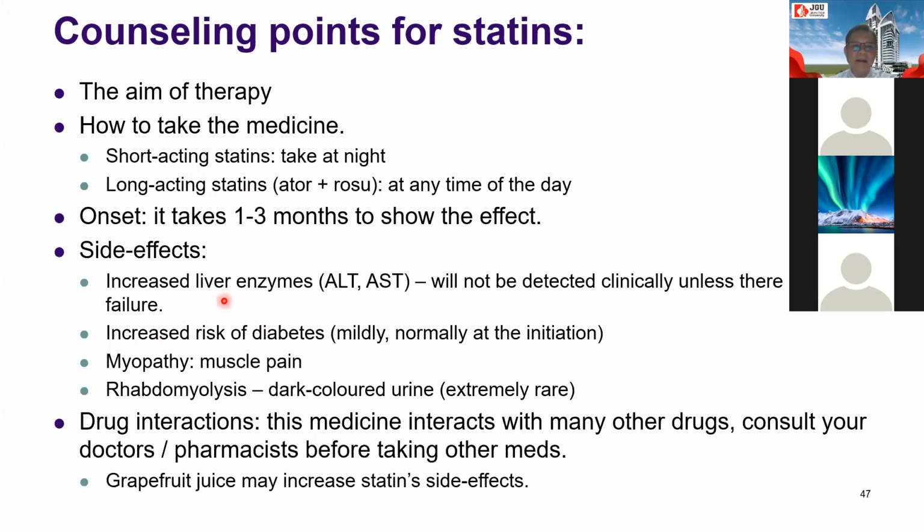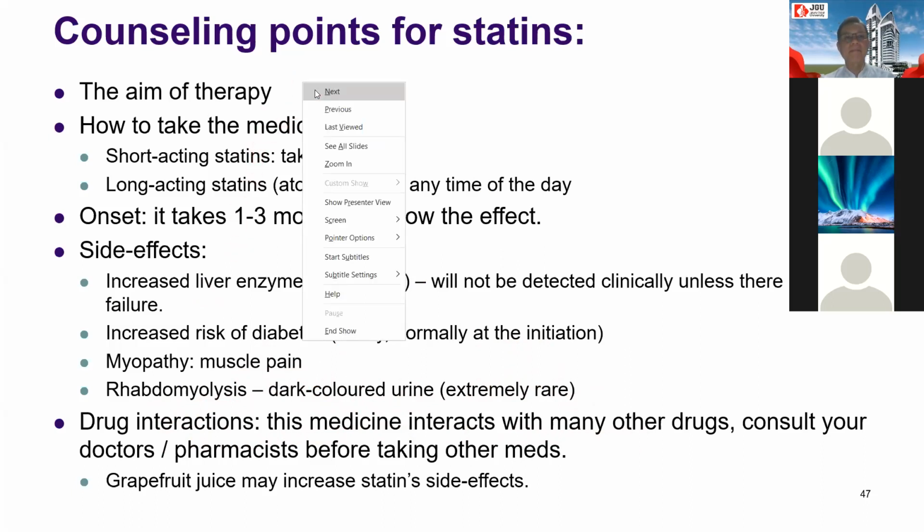Side effects include increased liver enzymes. There is a question about the liver enzyme, so we will discuss it when the question comes. There is also a risk of diabetes: normally at initiation there is a mild increase in blood glucose, but the benefit is definitely more than the risk. Myopathy, muscle pain, rhabdomyolysis, dark colored urine, but extremely rare. This medicine interacts with many drugs, so we need to warn the patients about interactions, but not tell them the whole list, otherwise the patient will give up.